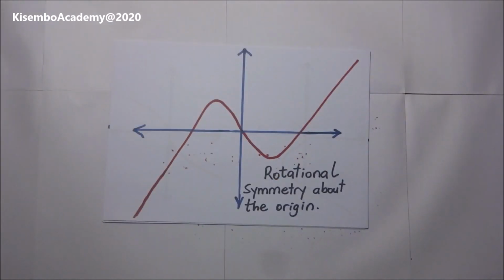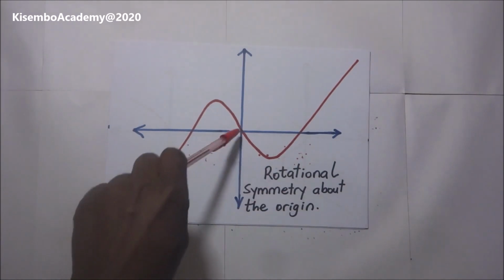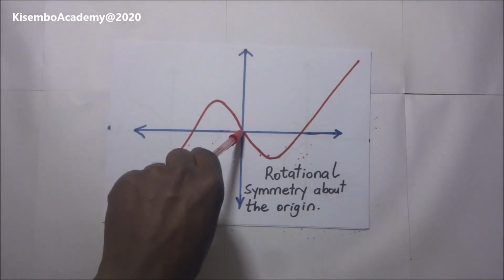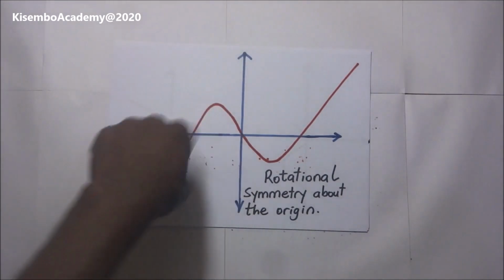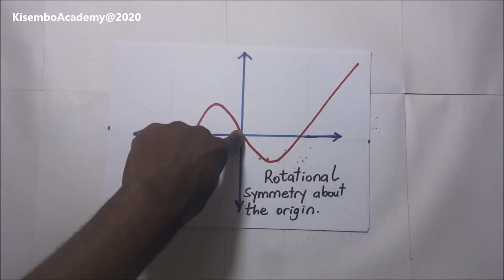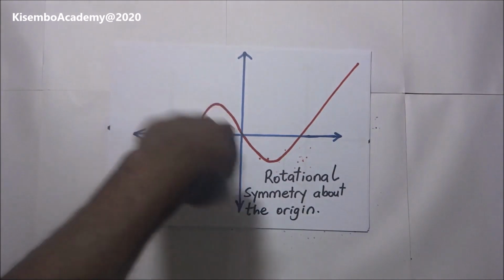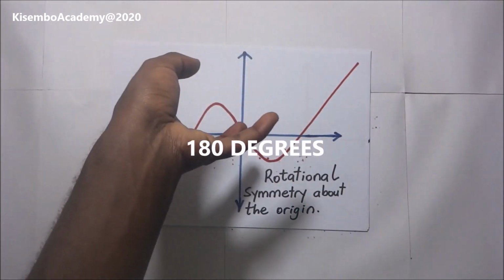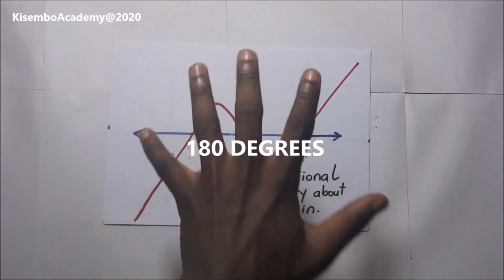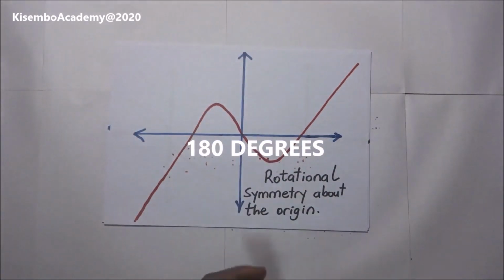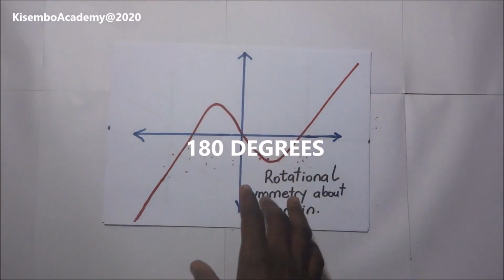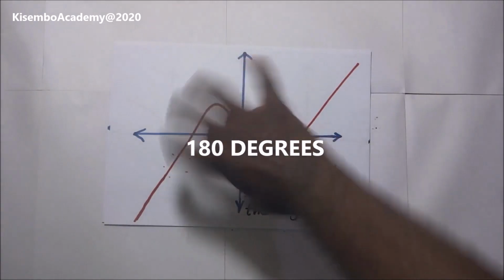Now it's important also to note that odd functions have a rotational symmetry about the origin. By rotational symmetry, it means that if this was my center and I was to turn this graph by 180 degrees, it would still have exactly the same shape.